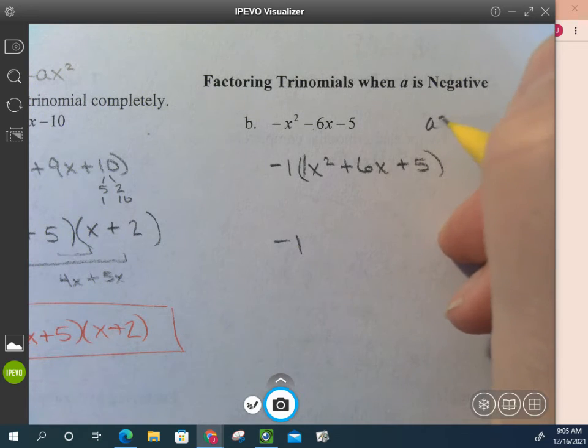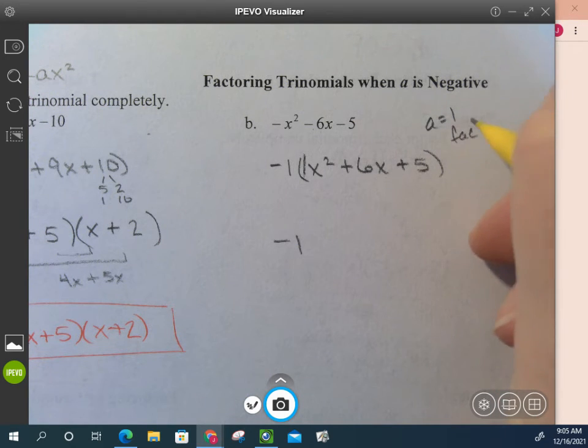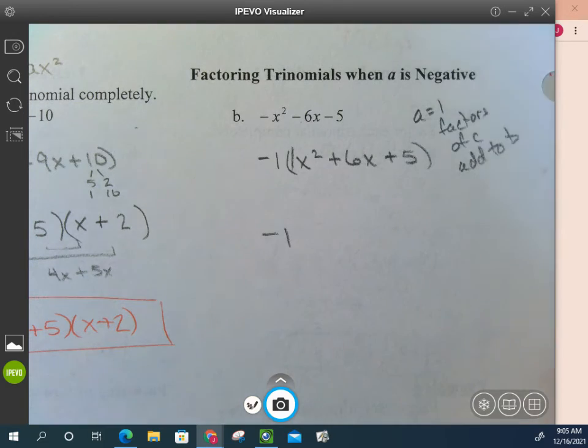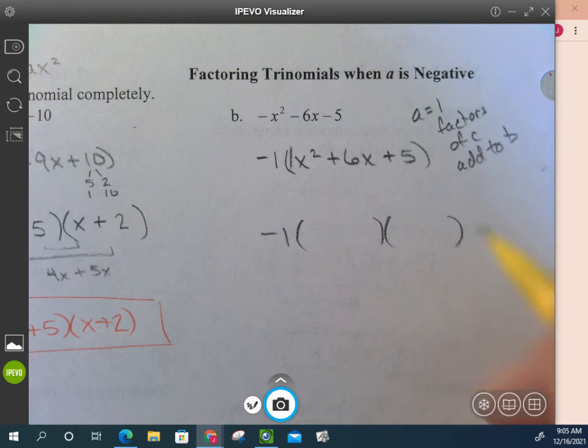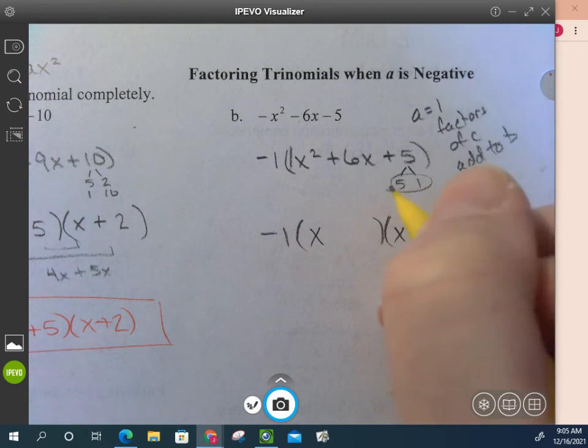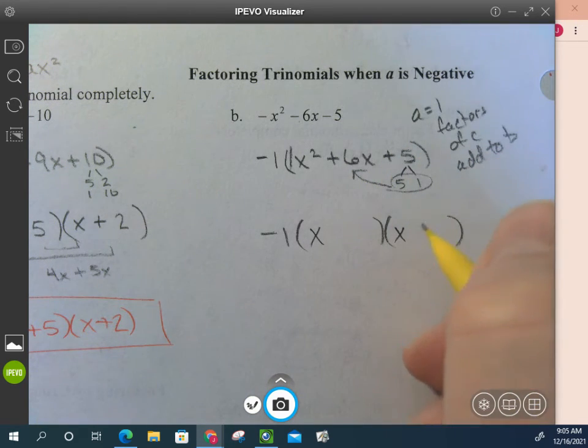And when A equals 1, factors of C add to B. I don't have to do trial and error. All the other ones, I had to do trial and error. So my options, I really don't need to do this in pencil. I think I can get it. X times X, I don't have to think about that. My only options are 5 and 1, and they do add up to 6. So a positive 5 and a positive 1.